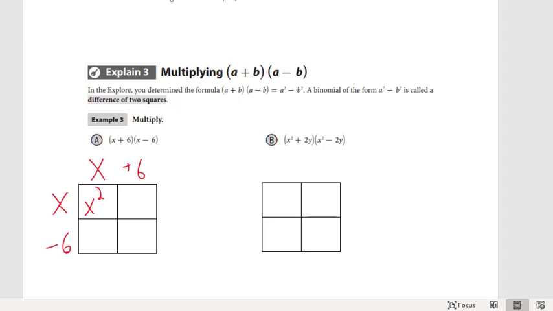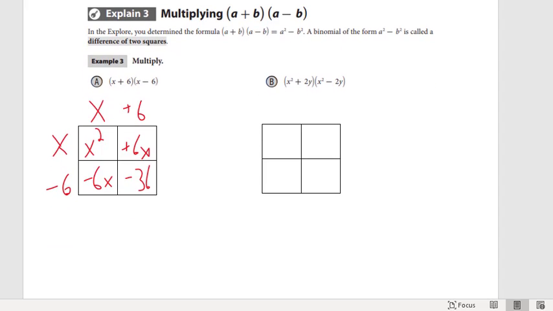So we get x squared plus 6x minus 6x minus 36. So now when we go to combine our like terms, if you notice, plus 6x minus 6x goes away. So we end up with just x squared minus 36. Do the same thing with the second one.